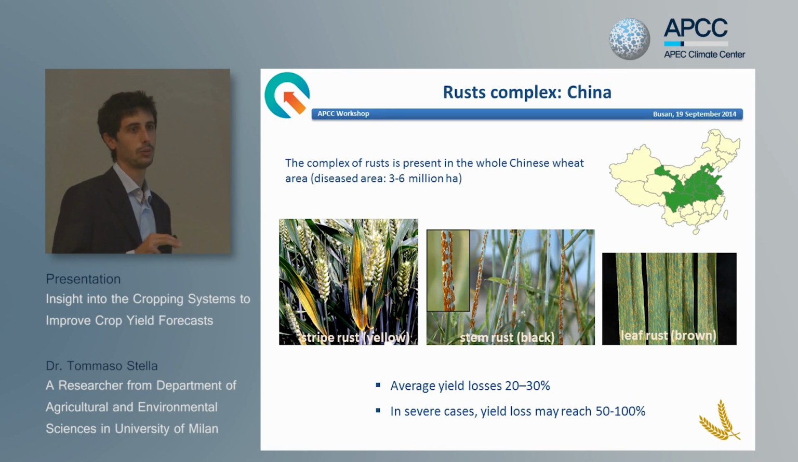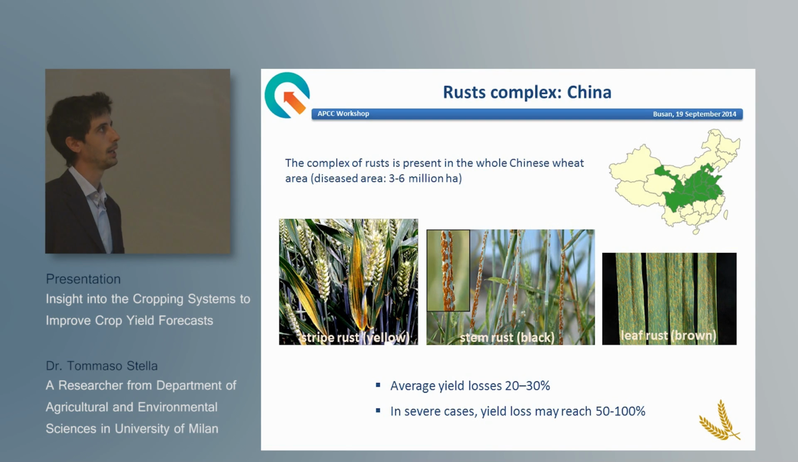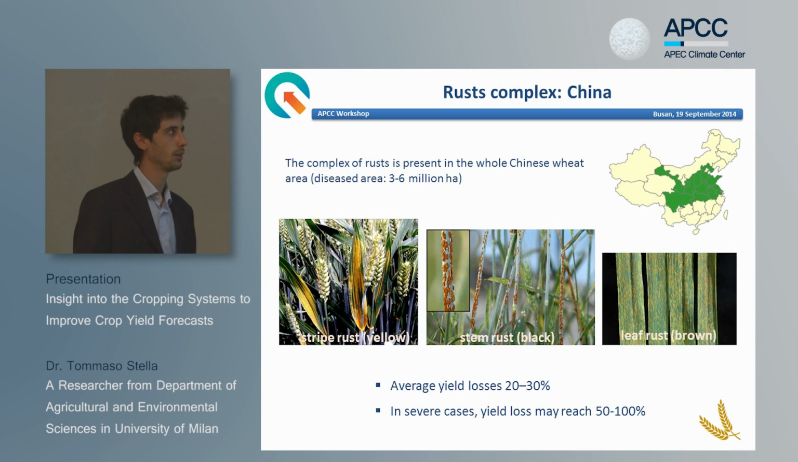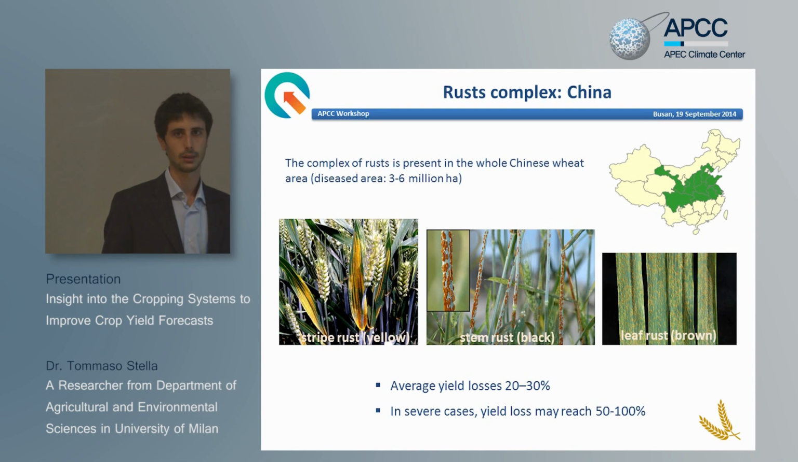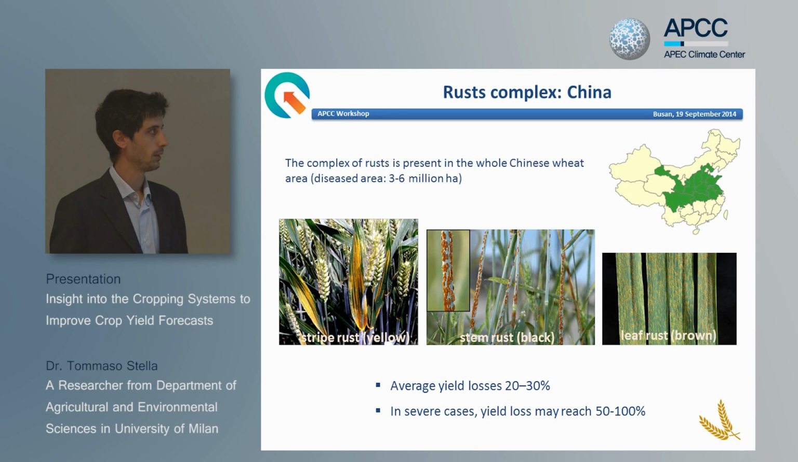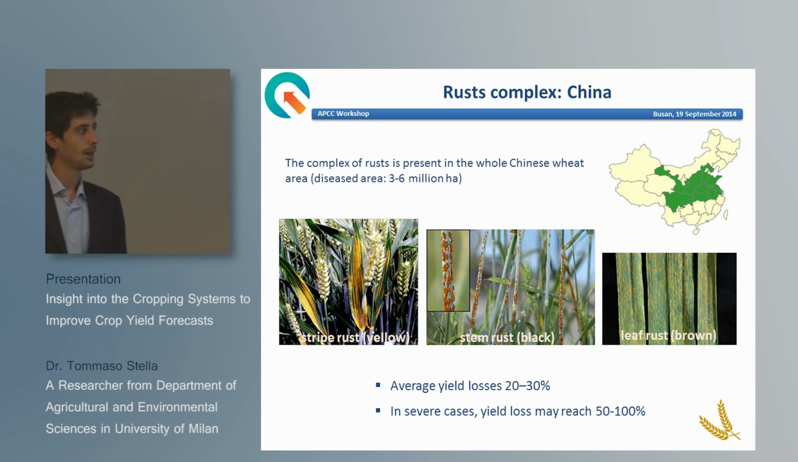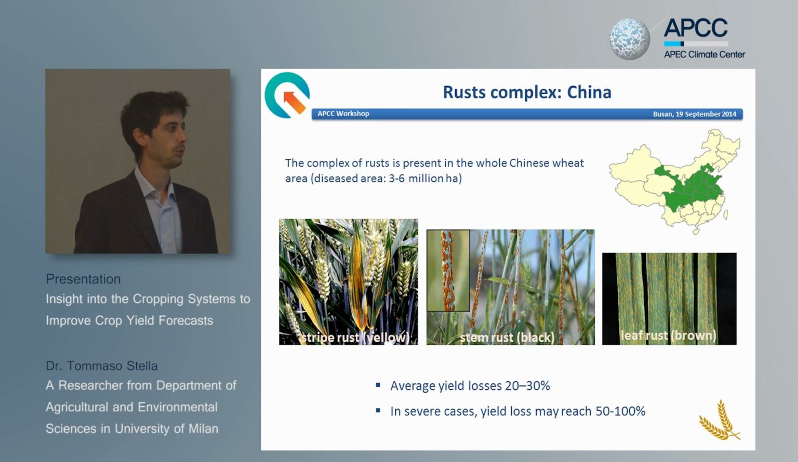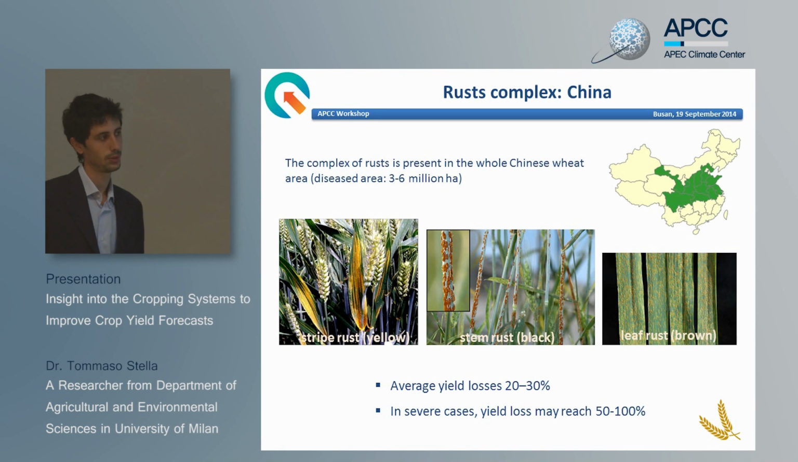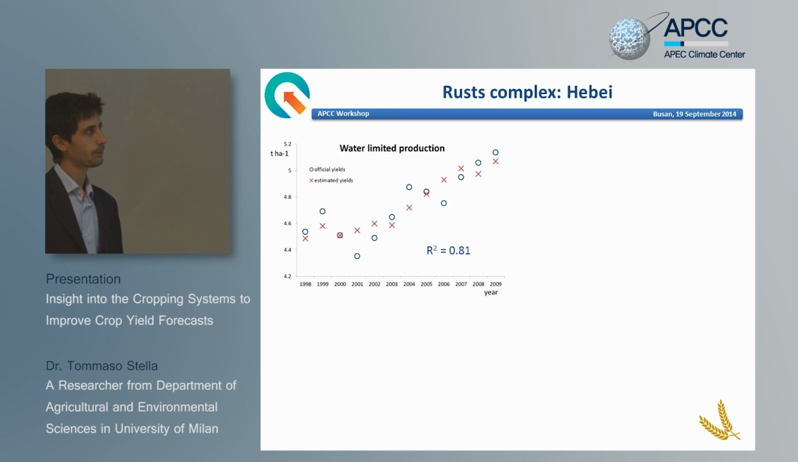So let's stay in China, but move to a different crop. This time we are talking about wheat. The Chinese wheat area is a huge area, partly affected by the rust complex. So we have yellow rust and brown rust affecting leaves, and then black rust affecting stems. And actually, the most important in this context is the yellow one. And the average yield losses due to this rust complex span from 20 to 30% and can exceed the 50% in particular conditions.